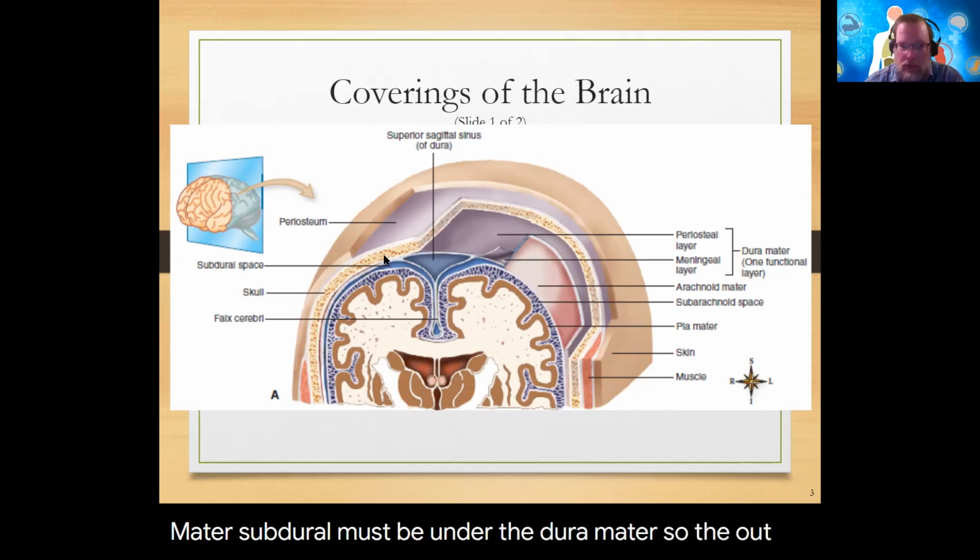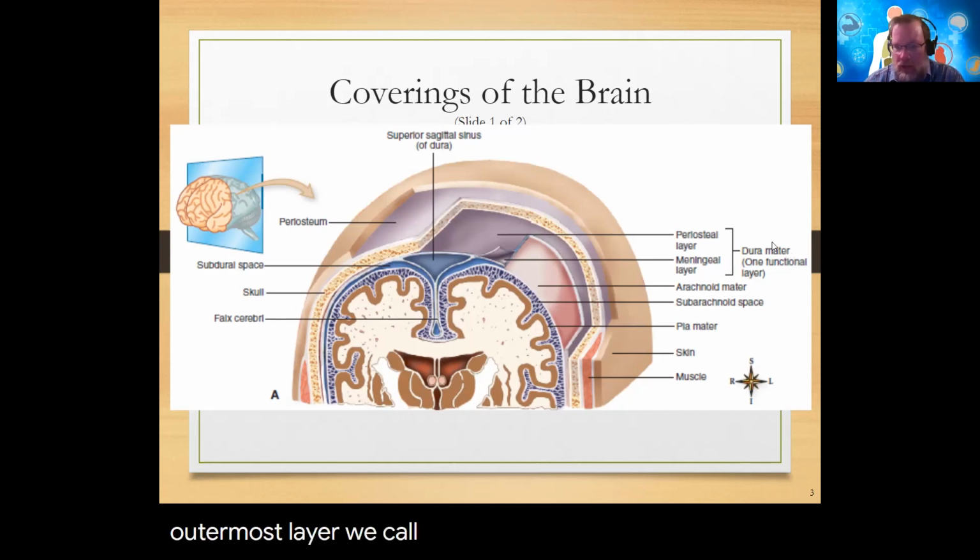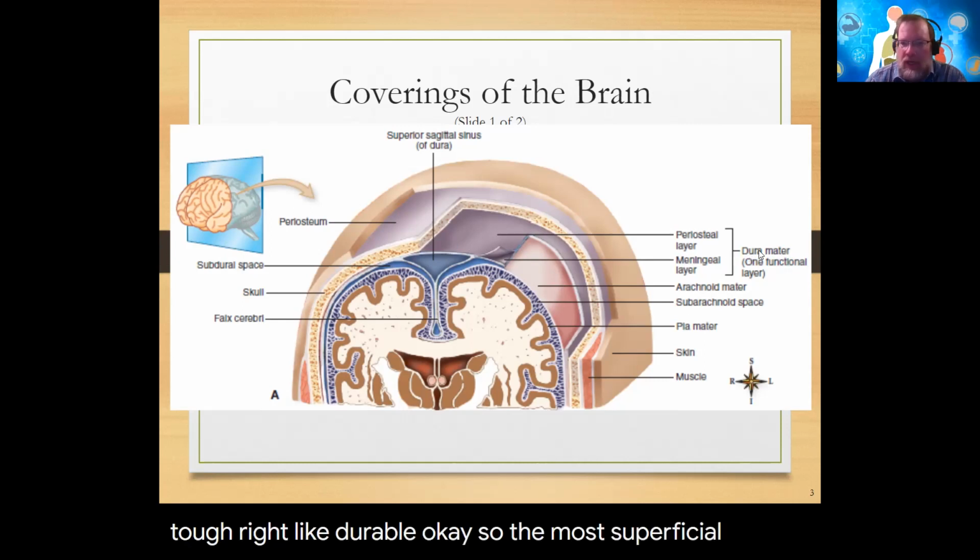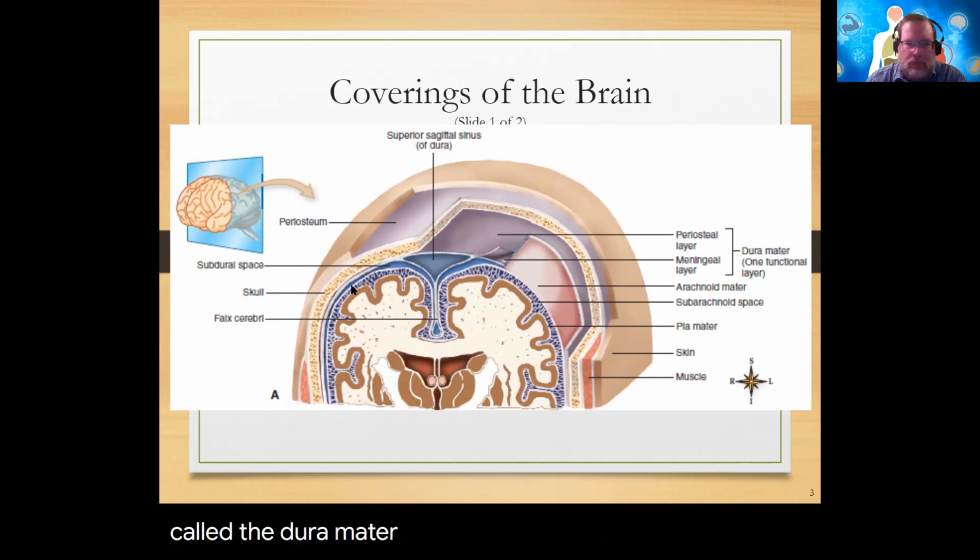So the outermost layer we call the dura mater. Dura means tough, like durable. So the most superficial layer is called the dura mater. We've got dura mater kind of connected with the skull, with the underside of the skull.